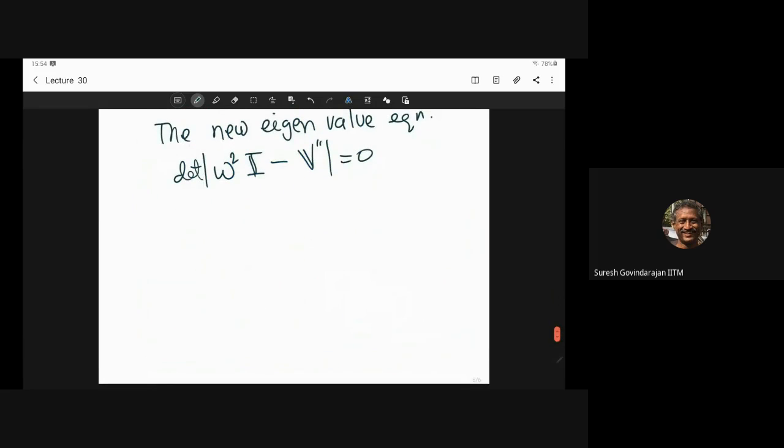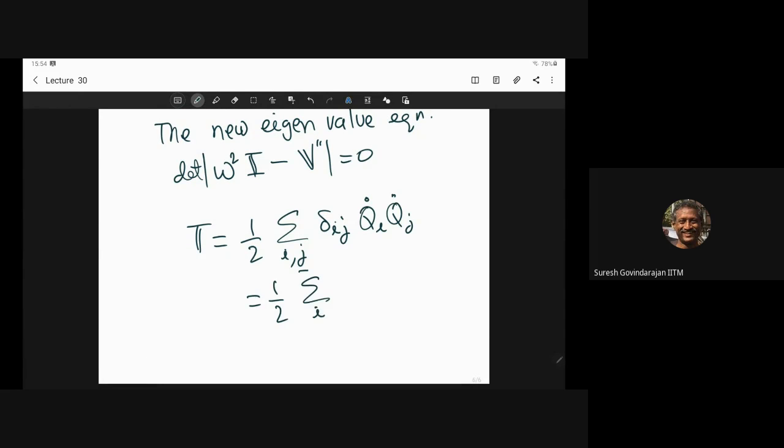Let me be more pedantic. So T would be half summation ij, where the identity matrix is just delta ij, then qi dot qj dot. I can carry out the summation over, say, j to get... Oh, now I understood. Yes, sir. Okay. I skipped this step. I thought it doesn't matter.